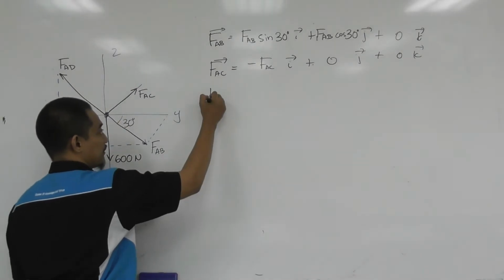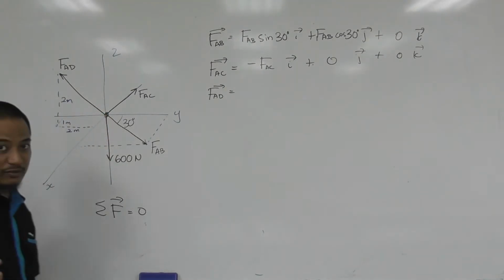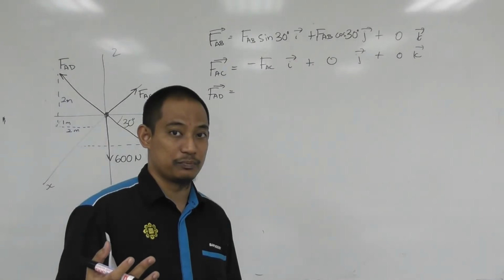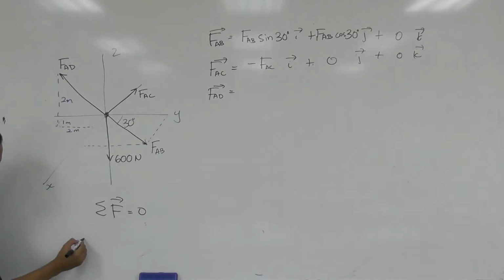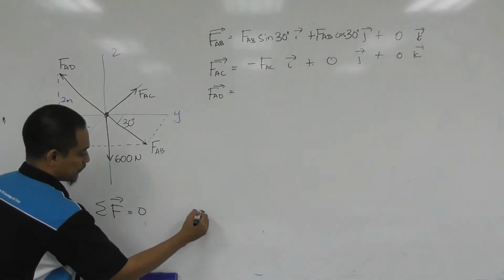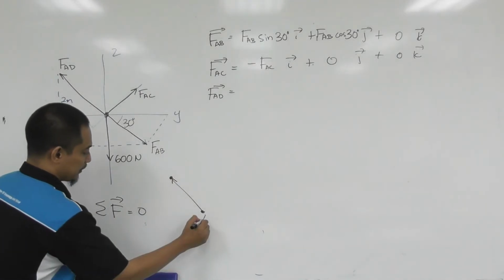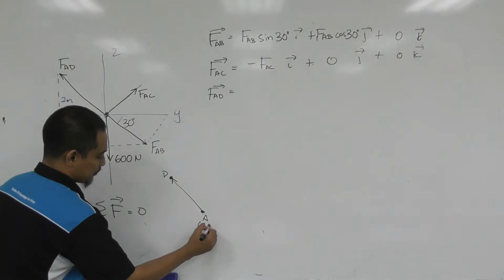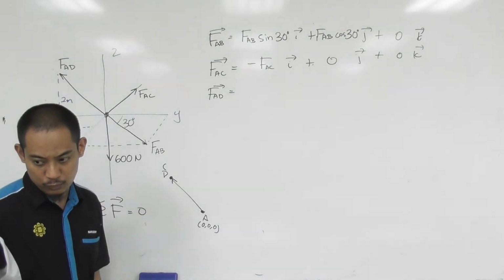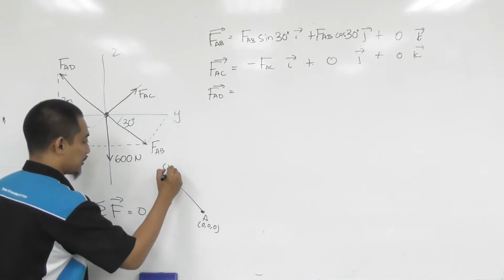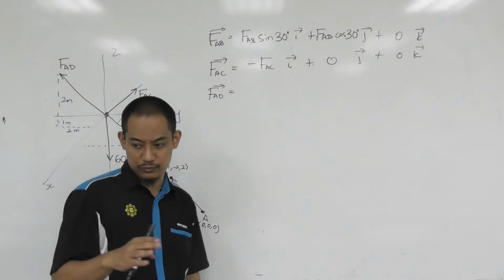FAD. Again, it depends on whether you want to use the two triangles or you want to use position vector. So I will use position vector here. Let me just draw here. For AD, this point A, this is point D. So this is 0, 0, 0. This point D is 1, negative 2, 2.